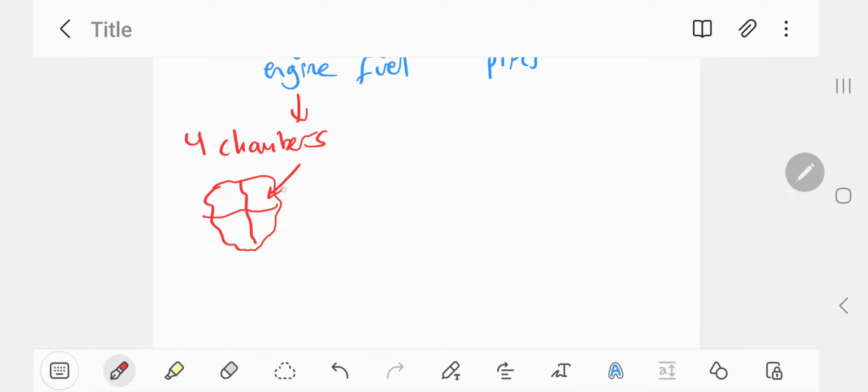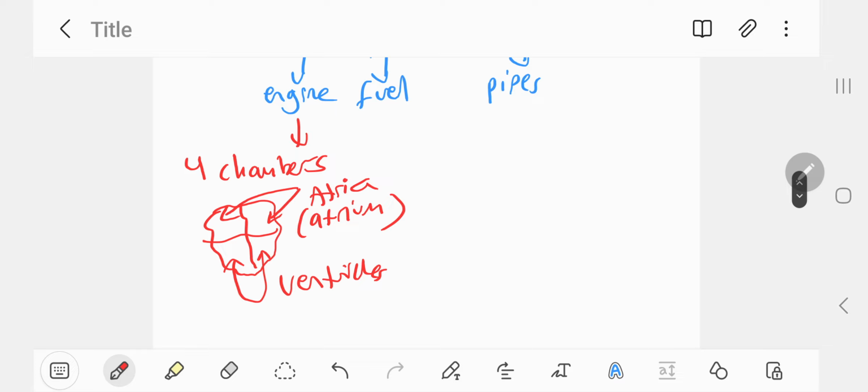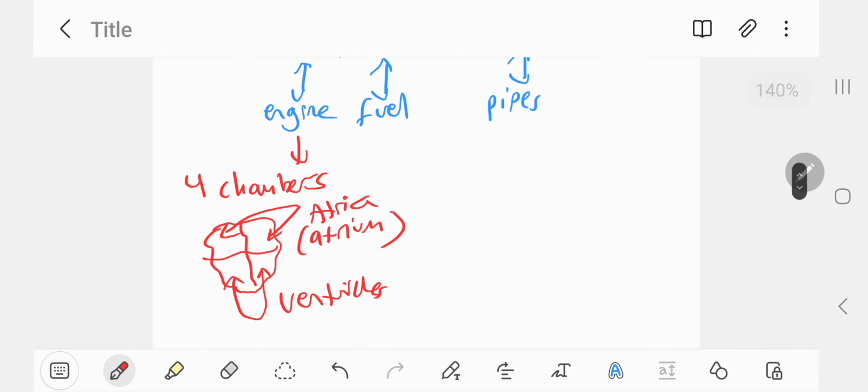So the two top chambers, these are called the atria. Okay, atrium is singular, atria is plural. The two bottom chambers are called ventricles. You've got muscular walls that separate the left heart from the right heart. Okay, they are called septa. Septum is singular, septa is plural. So muscular walls separating the heart into two main sections.